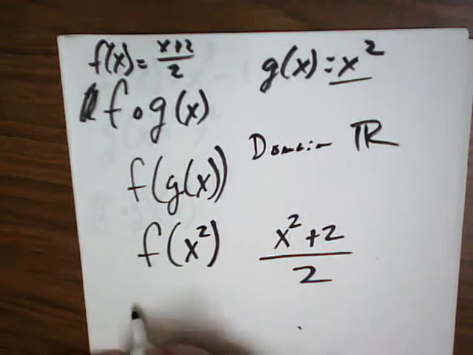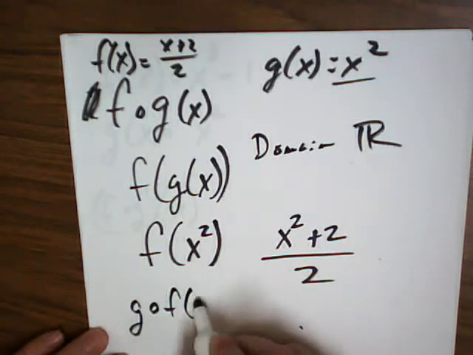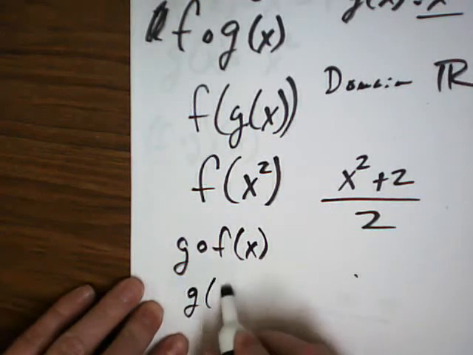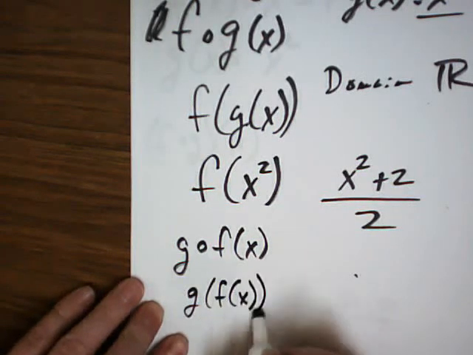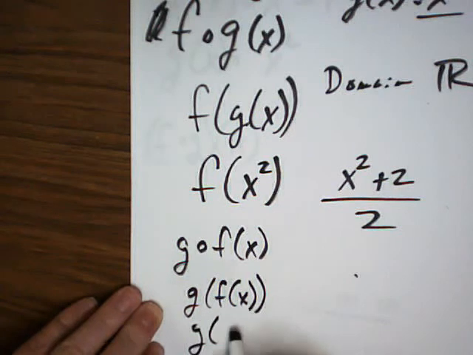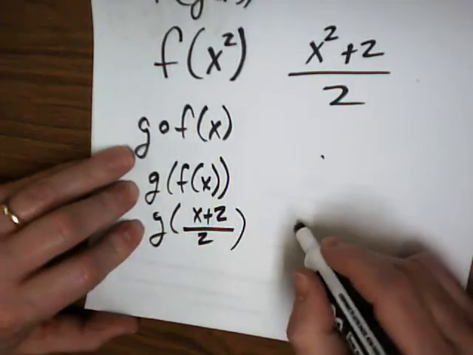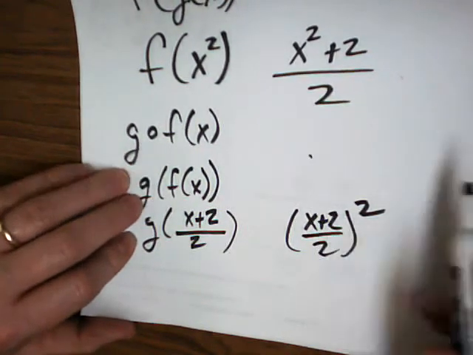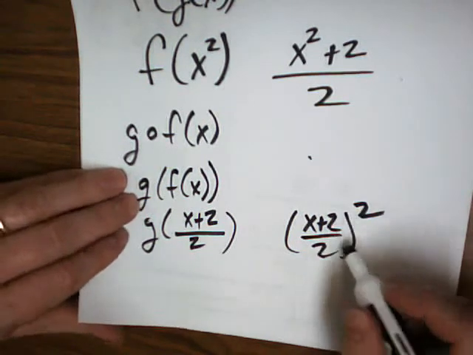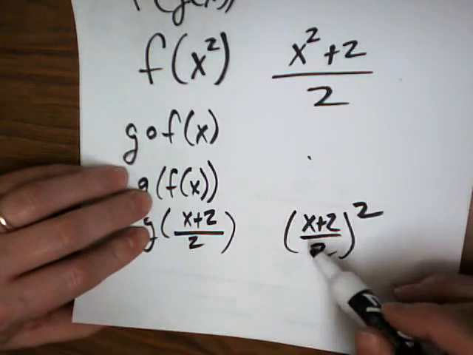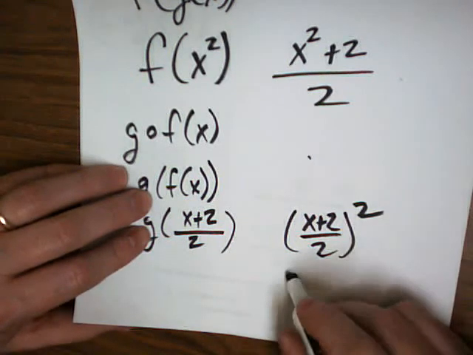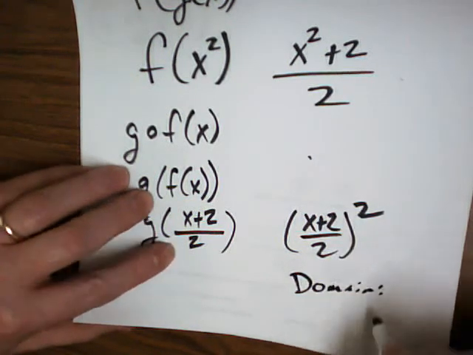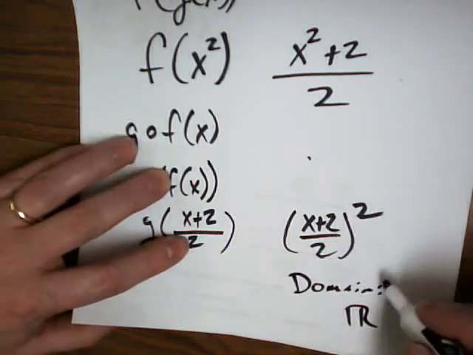Now if I switch it, if I say g composed of f of x, then that's like saying g of f of x, and f of x gets plugged into g, and that would be x plus 2 over 2 squared. If I plug it into g, there's nothing that's going to break this guy. You're going to add 2 and divide by 2, and you can square any number you want. So the domain of this one is all real numbers. And if it says interval notation, we've got to put it in interval notation, right?